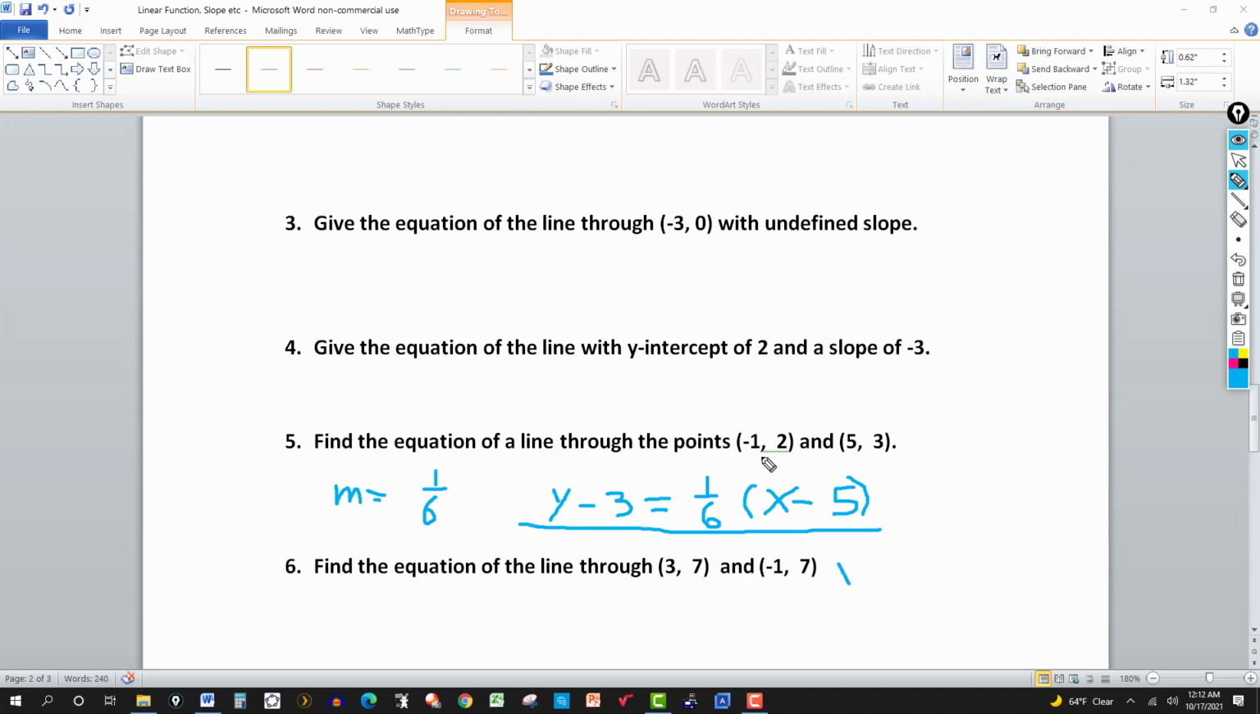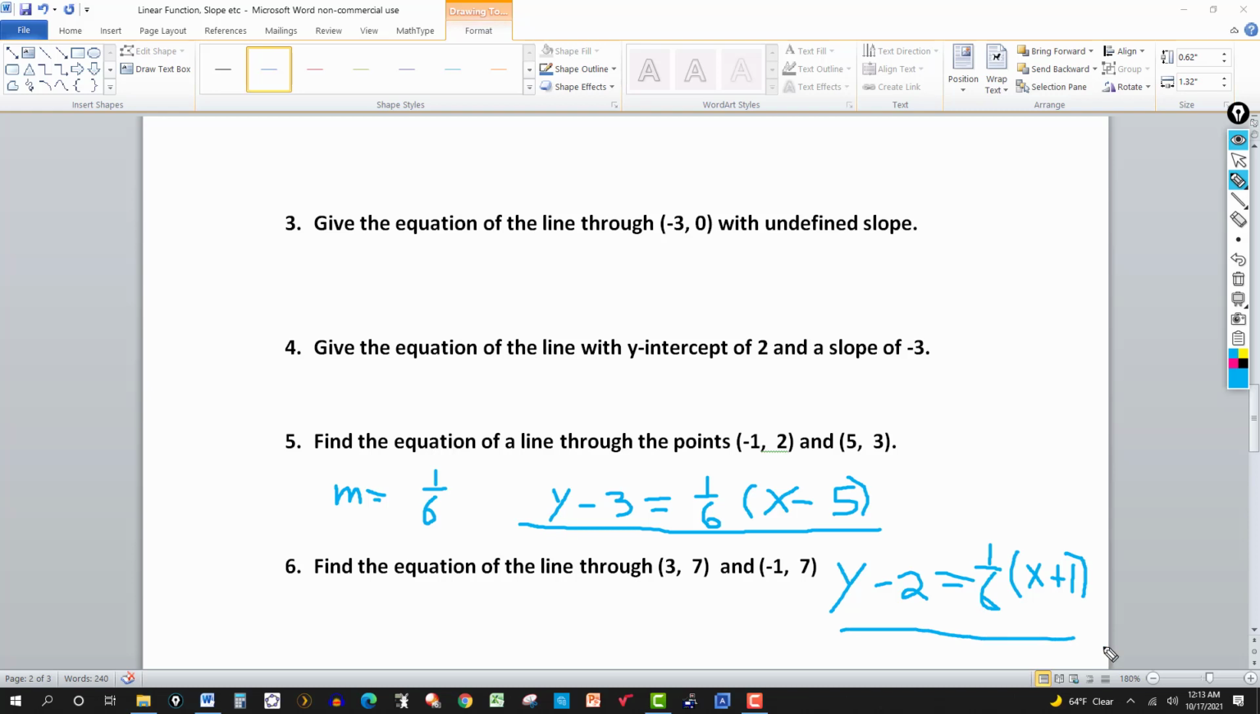So now we're using the point -1, 2. It'd be y minus 2 equals the slope, 1/6, and then it's going to be x minus the -1, so that'll make it a +1. Now that's the answer also.